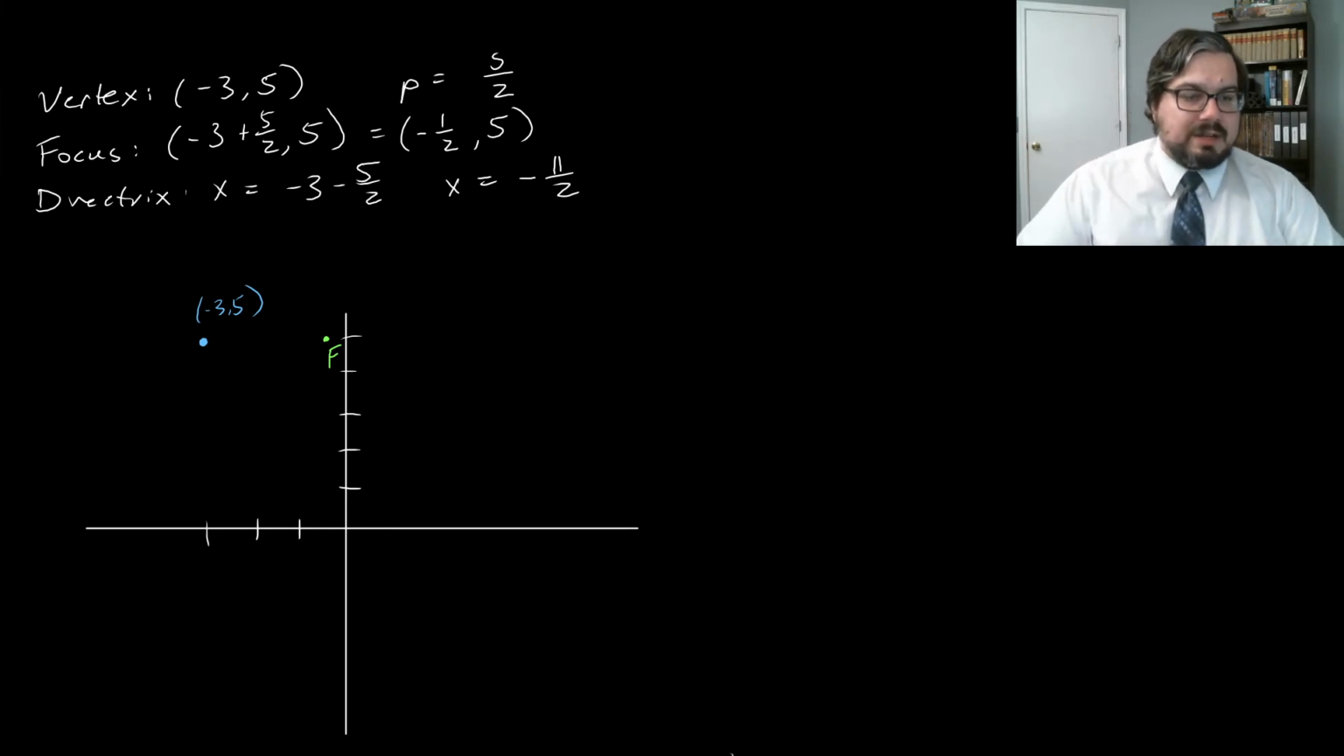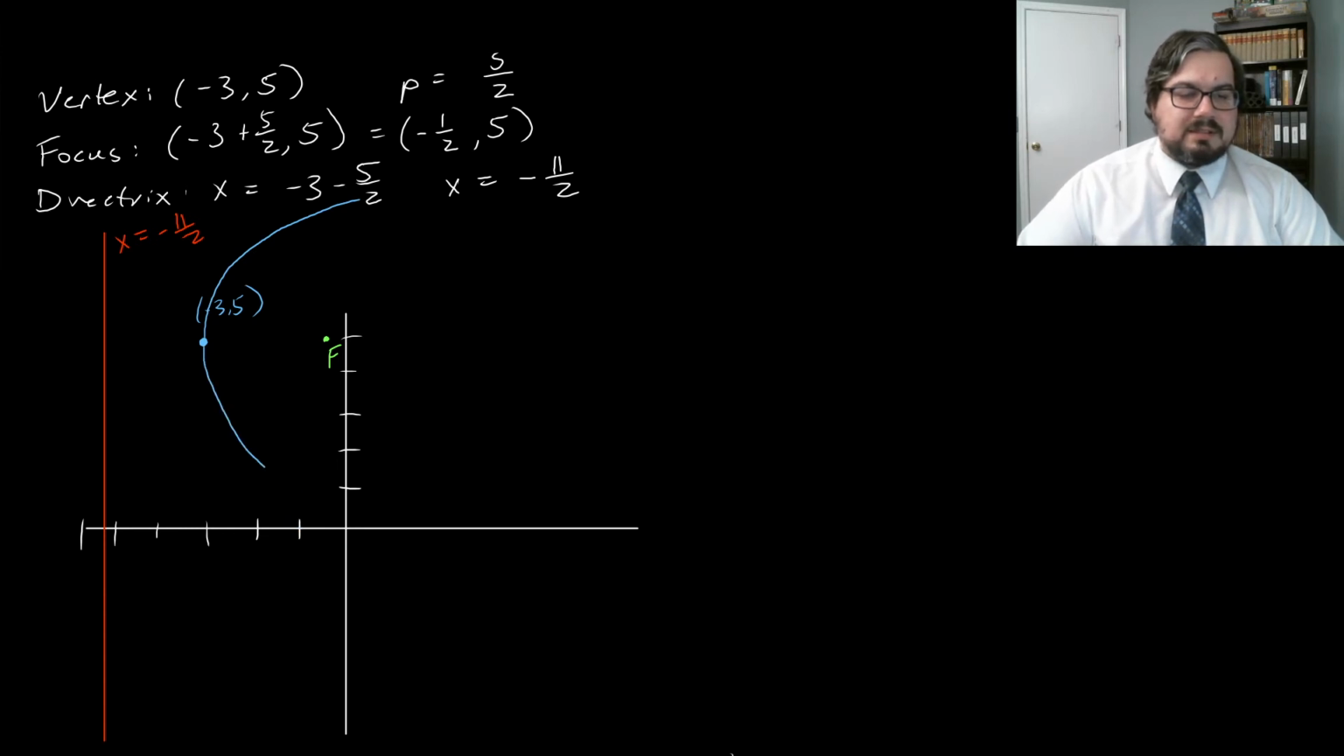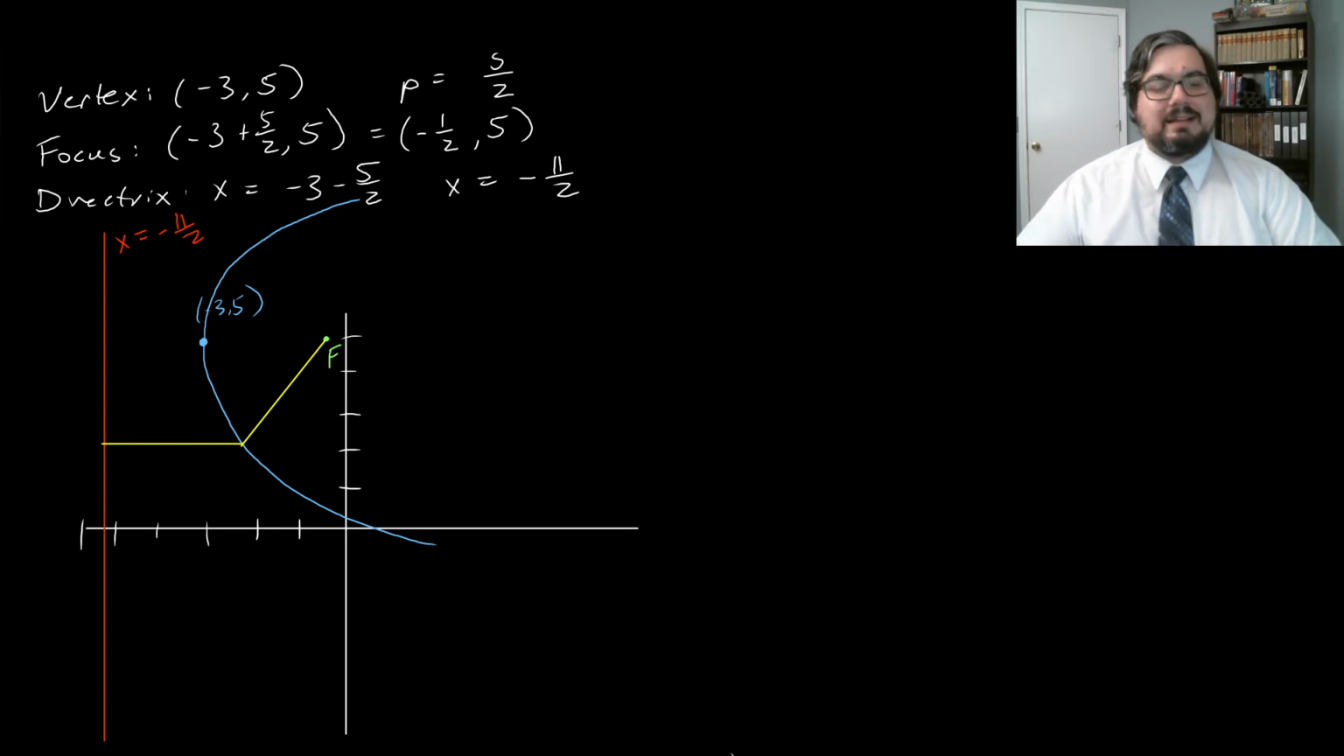And then the directrix is going to be at negative 11 halves, which is halfway between negative 5 and negative 6. So here's x equals negative 11 halves, of course, because it's a vertical line. And then our parabola looks something like this, consisting of all the points that are equally distant from the focus and the line x equals negative 11 halves.